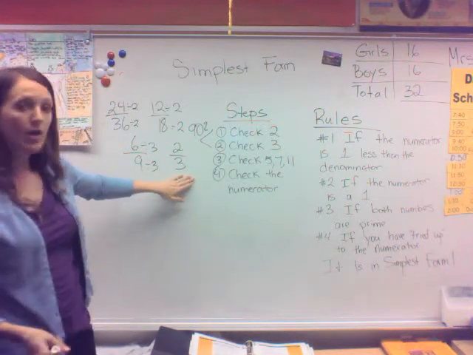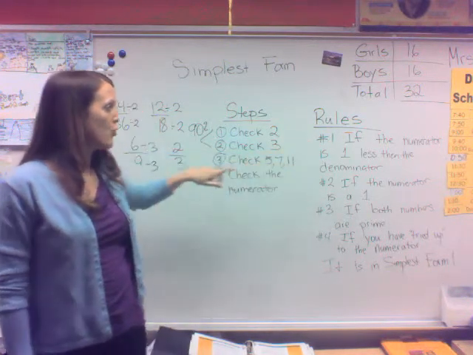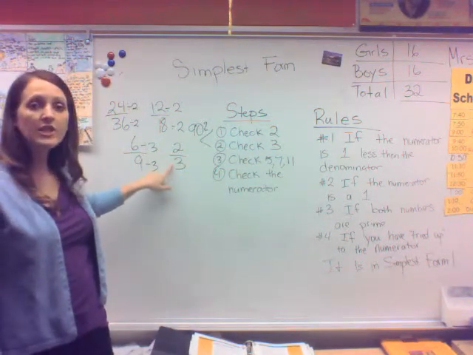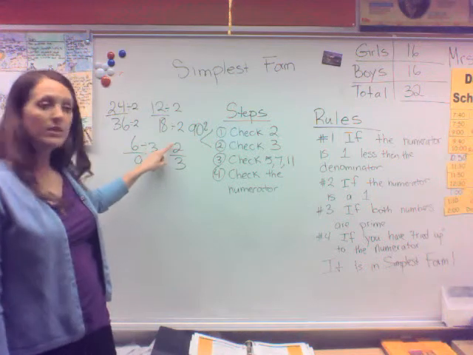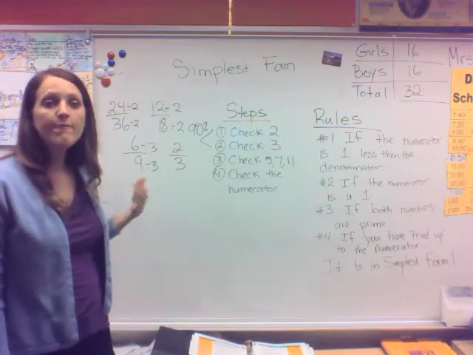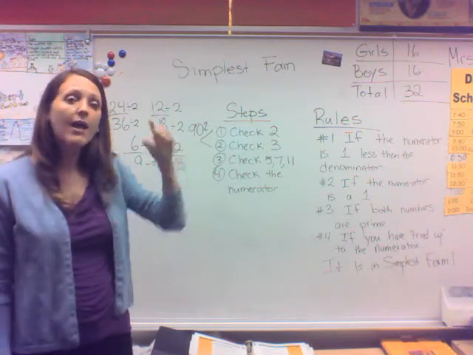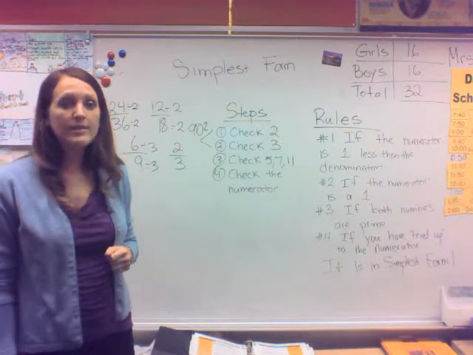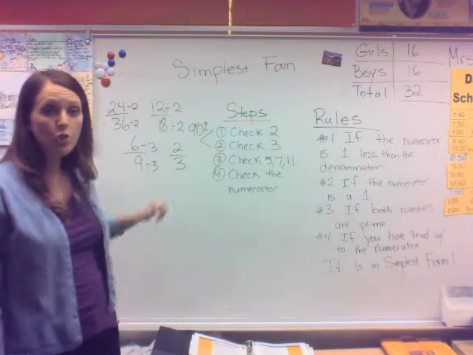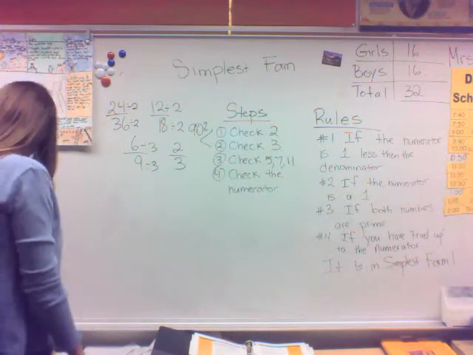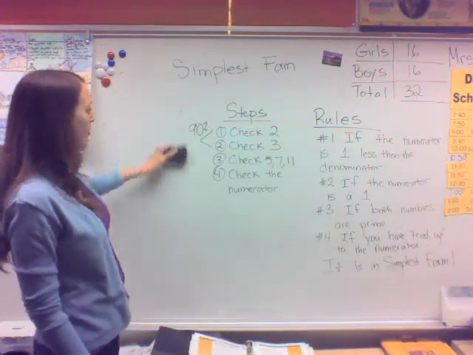Now we check. We also can use our rules. The number 1 rule says if the numerator is 1 less than the denominator, you know it's in simplest form. Meaning 2 is 1 less than 3, 4/5, 5/6, 199/200. If they are 1 apart, you know this is in simplest form. So 24/36 in simplest form is 2/3. We're going to look at several more examples to make sure that we understand.